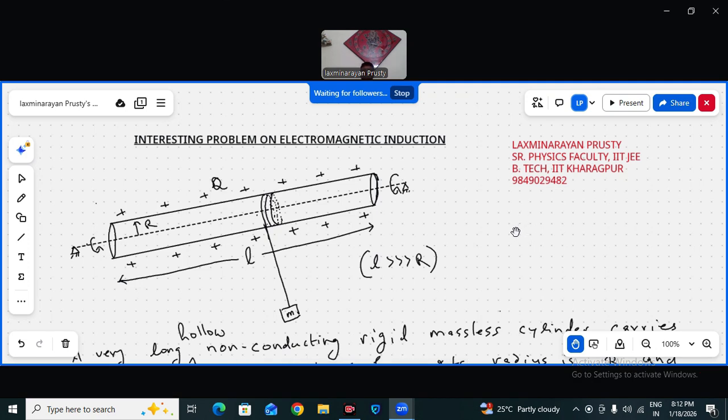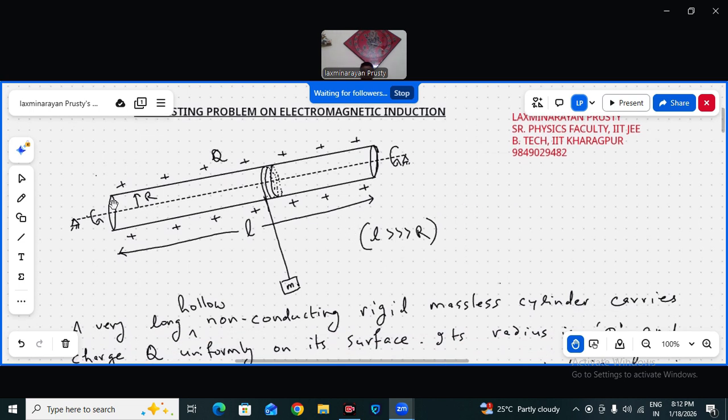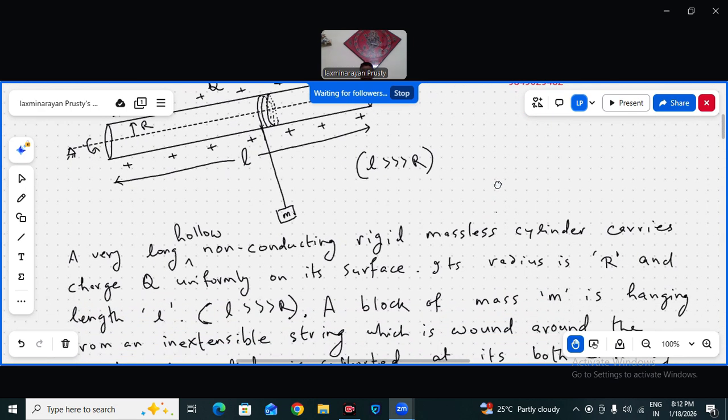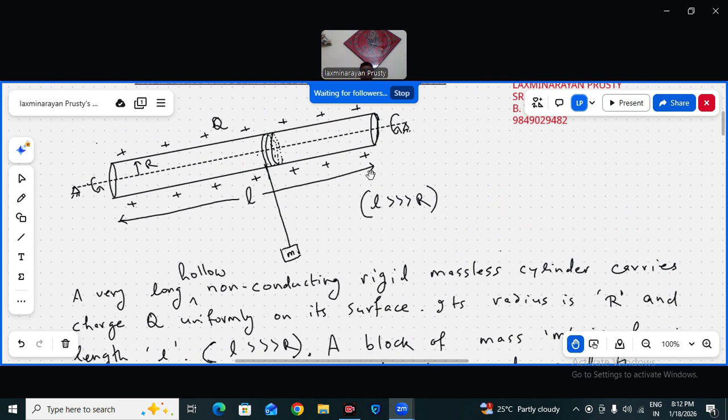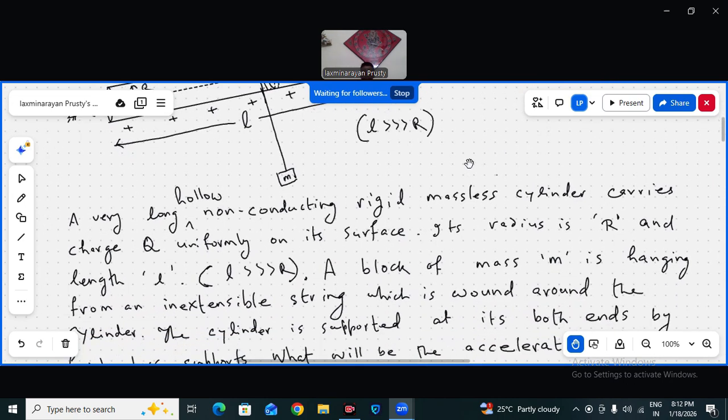Just look at the situation. I have a very long, hollow cylinder. L is very large compared to the radius of this cylinder. It's a long, hollow, non-conducting, rigid, massless cylinder. So many attributes. It carries charge capital Q uniformly on the surface. Its radius is R, length is L, and L is much greater than R.